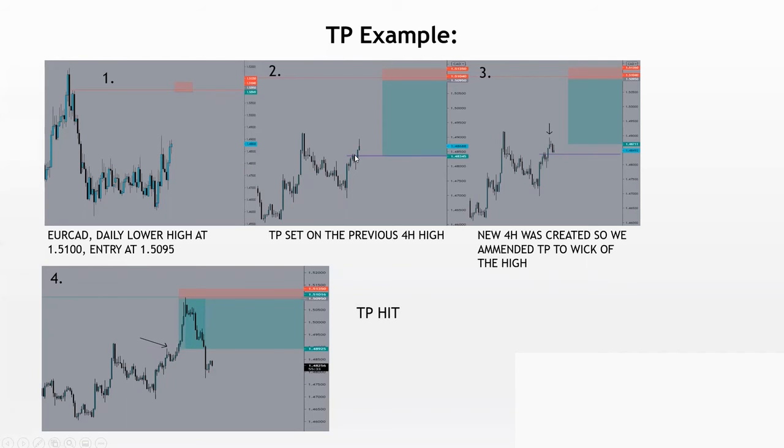Now, if we look at this picture 3, what do we see? We see now that a new high has been made within the market on the 4-hour. So now what we need to do is amend the take profit to be in line. And what we're going to use, guys, is the wick, so the first point of this high. We're not going to target the body. We are going to target the wick because, like Tom mentioned in his call, a wick is structure on the lower time frames. So now our TP is amended to the wick of this high.